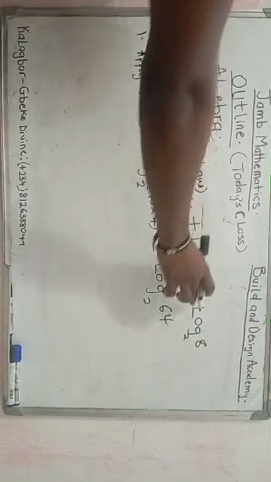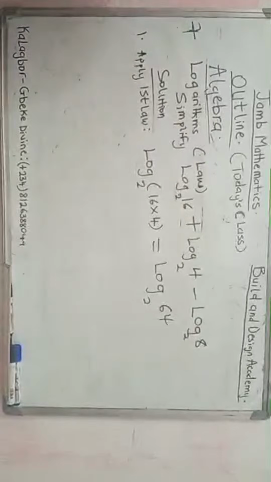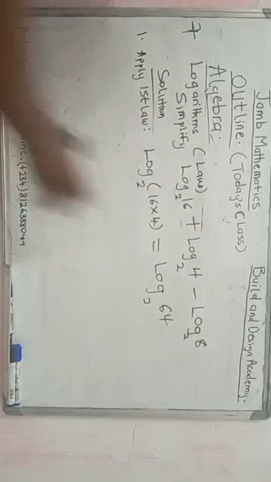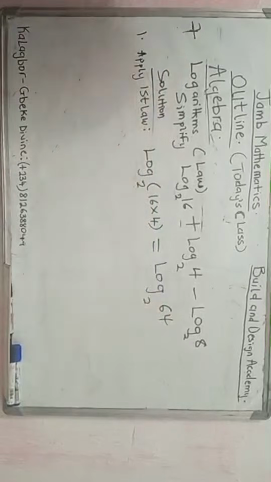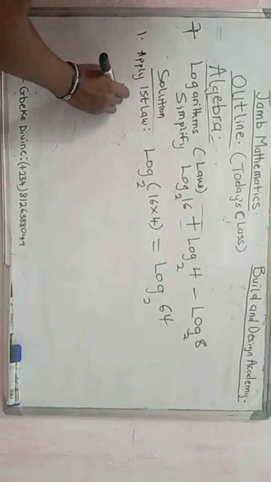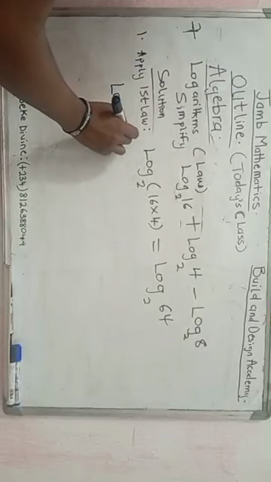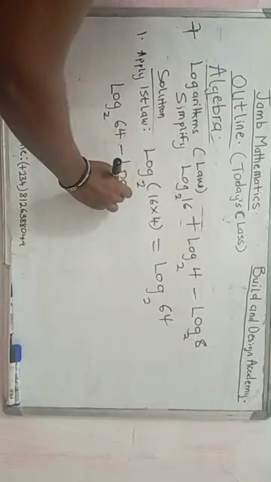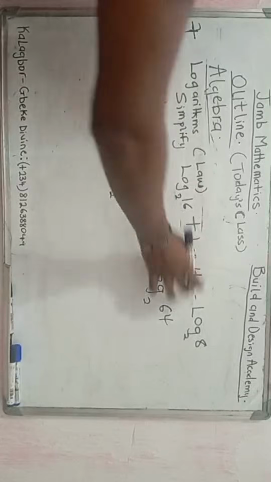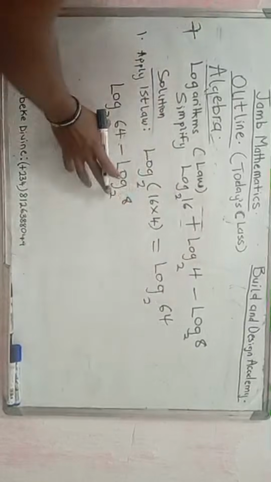Now let's look at this other part of the expression. We have changed this to log 64 in base 2. So our new equation will now be log 64 base 2 minus log 8 base 2. Now we've changed this to this. So we now have this, right?